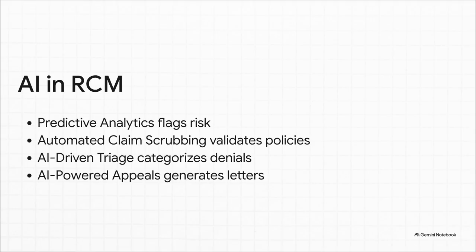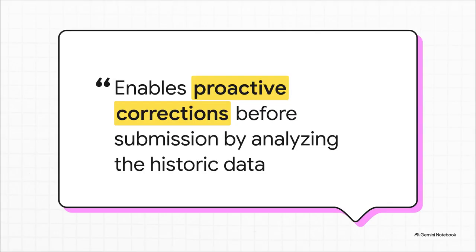And hey, when a denial does slip through, AI-driven triage can categorize it, prioritize it by dollar value, and route it to the exact team member who knows how to fix it. It can even draft the foundation of an AI-powered appeal letter based on what successfully worked in the past. It's wild. The future of RCM isn't just about reading the codes faster. It's about predicting the payer's exact algorithm before the claim ever leaves your desk.